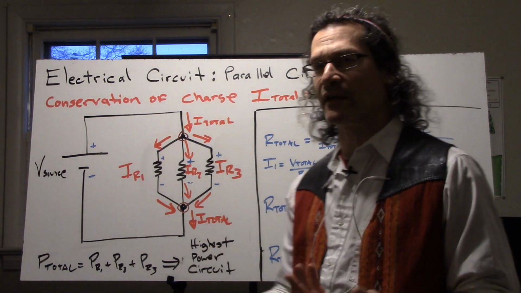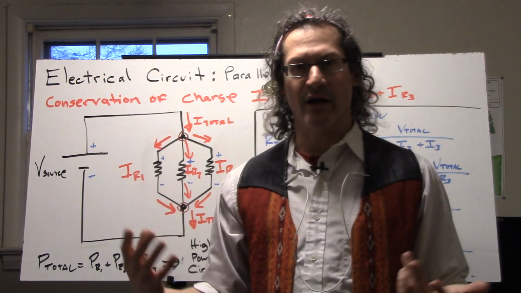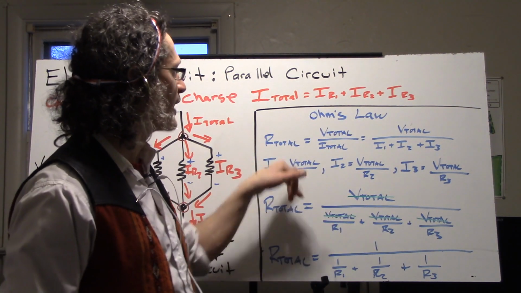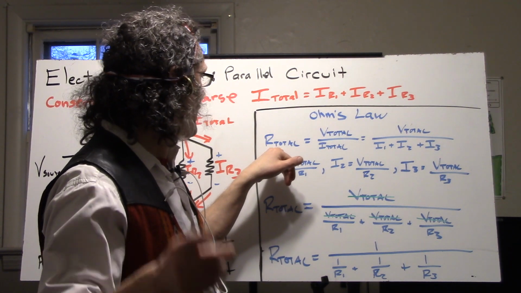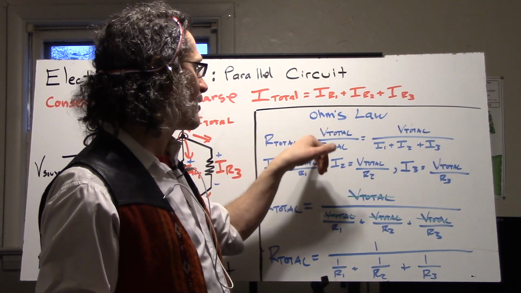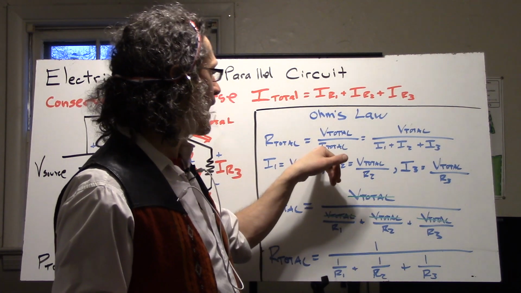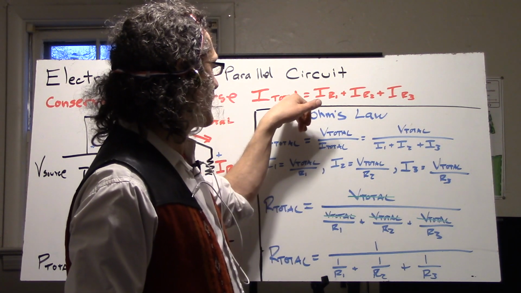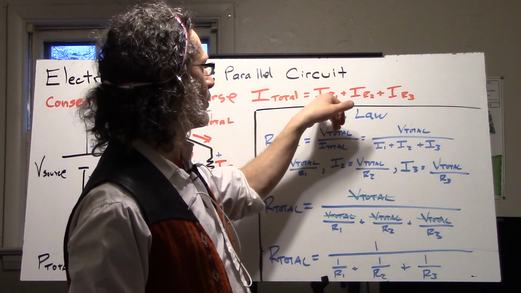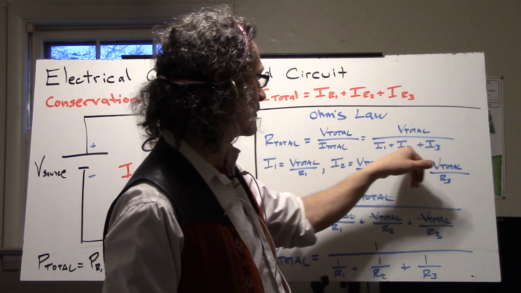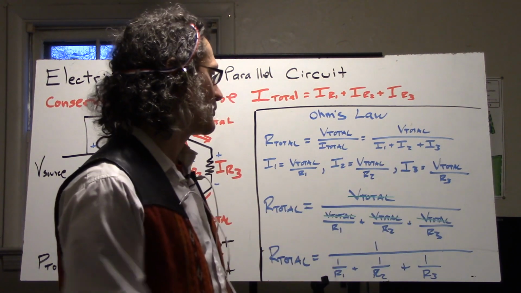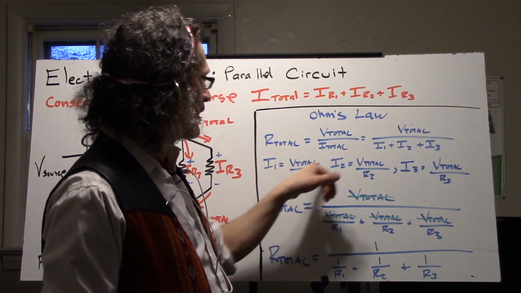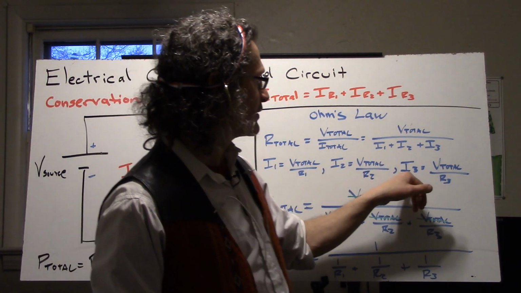Now, what about that funky looking resistance equation for R total on the parallel circuit? Here it is. Starts with Ohm's law. We got R total, and R total, as we know, is V over I, V total over I total if we rearrange it to solve for R. Well, I total from up here is the sum of the current branches, IR1 plus IR2 plus IR3. And here we go. I just didn't write the R's to keep it a little simpler. So I1 is V total over R1, I2 is V total over R2, I3 is V total over R3.